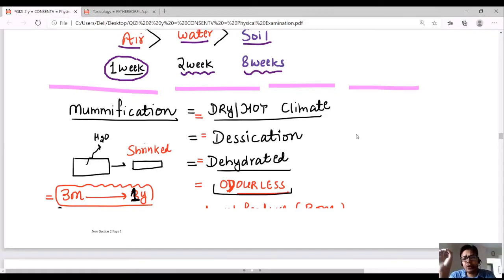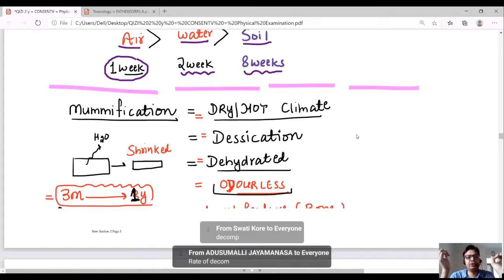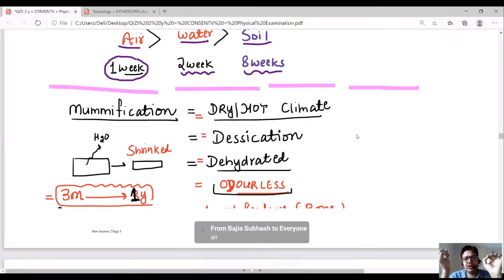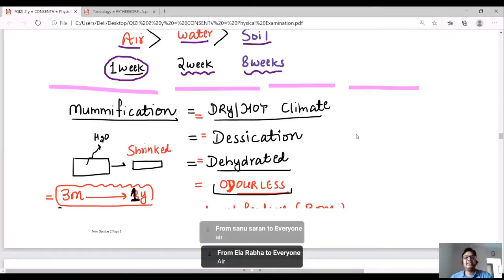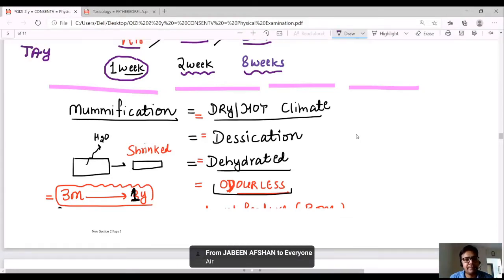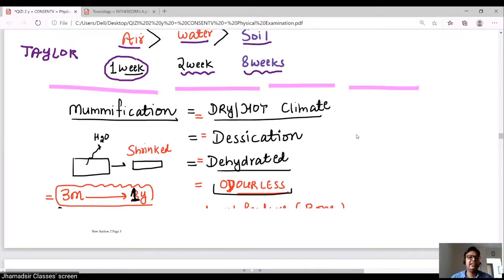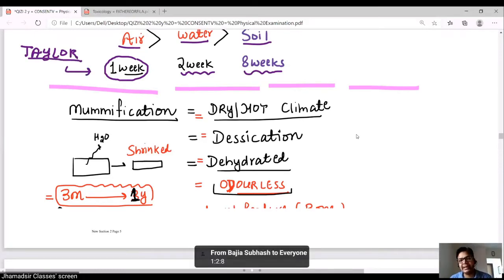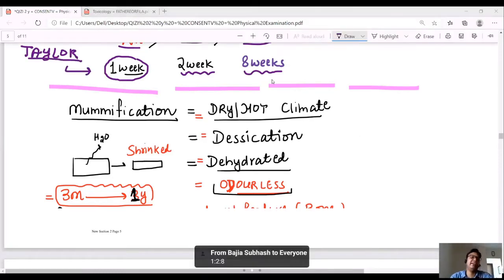Casper's dictum denotes what? Rate of what? Decomposition. And tell me, is the rate of decomposition fastest in air, water, or soil? Sir, this is air. And Dr. Saab, this formula was given by Taylor. This is a PG question. This formula was given by Taylor. This is known as Casper's dictum.